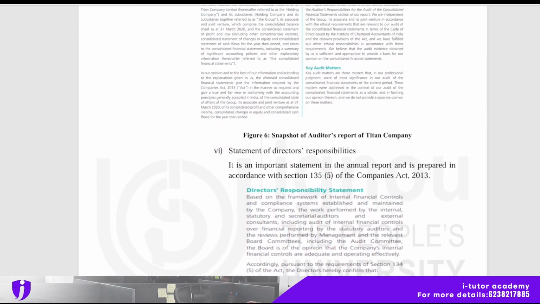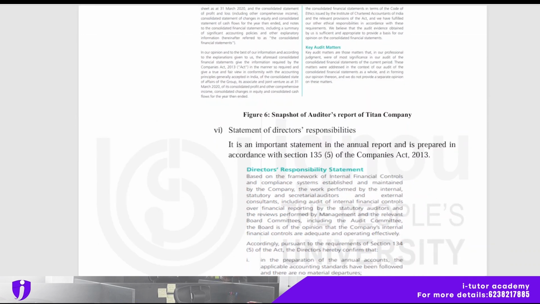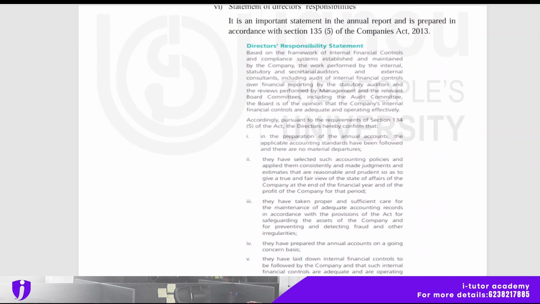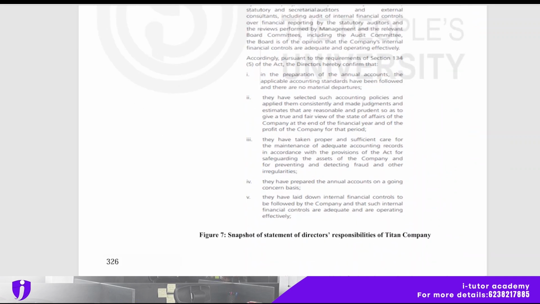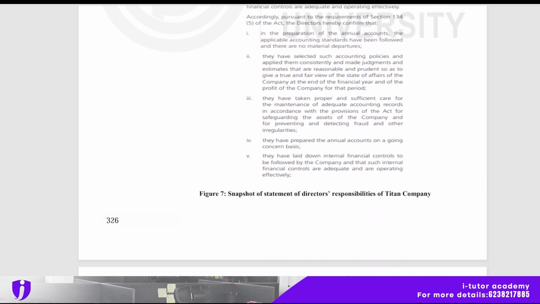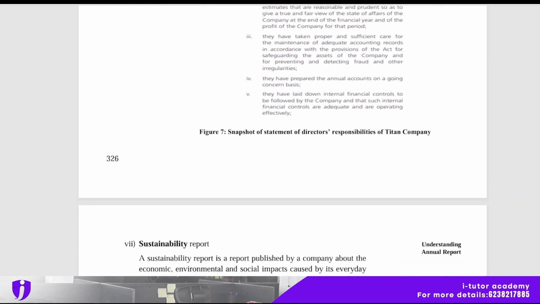Statement of directors' responsibility is an important statement in the annual report and is prepared in accordance with section 135 clause 5 of the Companies Act 2013. So these are examples of snapshots, you just read it. So Titan Company's directors' responsibility statement is there, you just go through that.